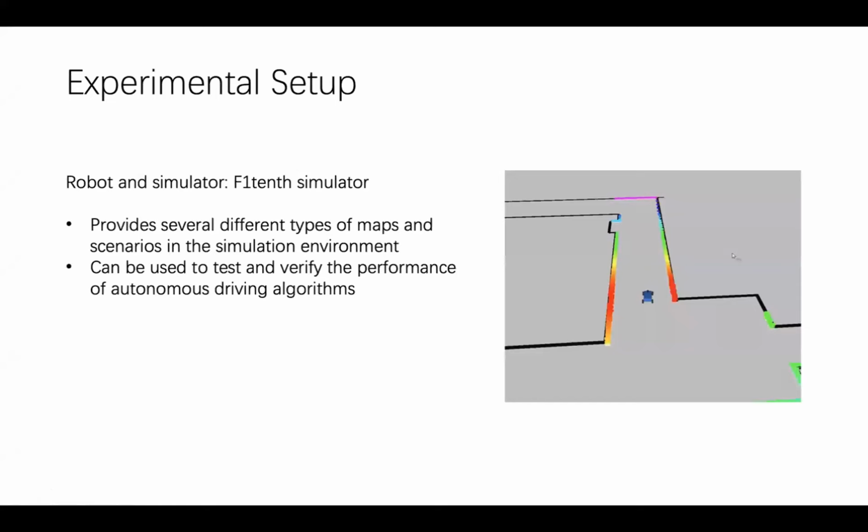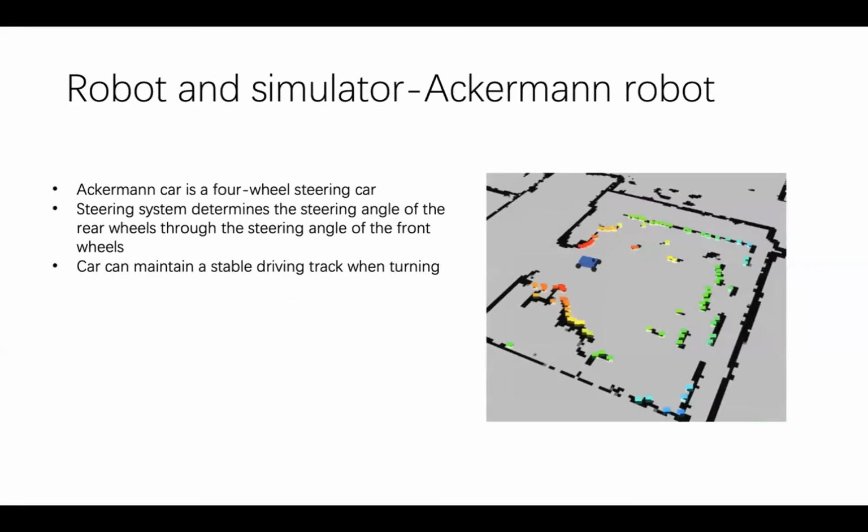So this is our experiment setup. For the robot simulator, we chose the F110 simulator. F110 provides several different types of maps and scenarios in the simulation environment, and it can be used to test and verify the performance of autonomous driving algorithms. We are also using an Ackermann car. An Ackermann car is a four-wheel steering car, and this system determines the steering angle of the rear wheels through the steering angle of the front wheels. You can maintain a stable driving track when turning.